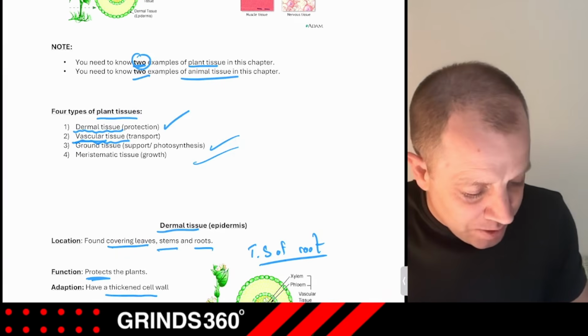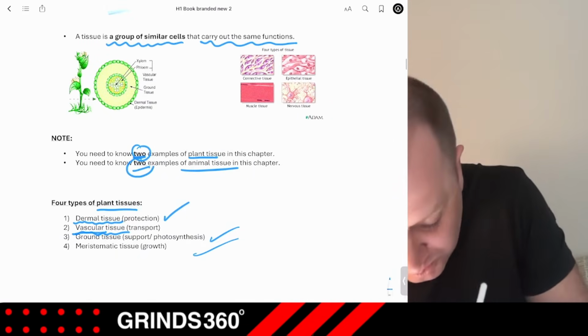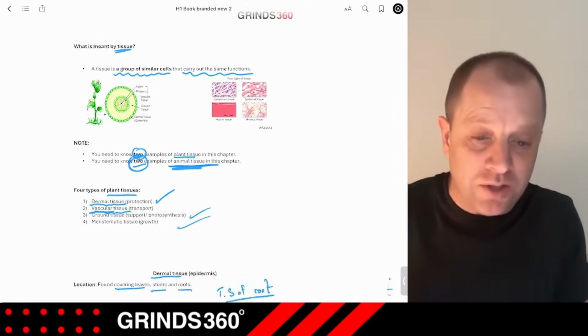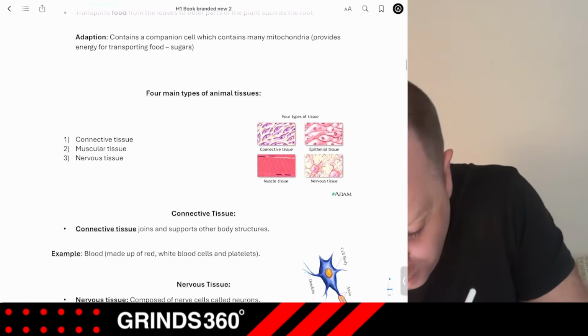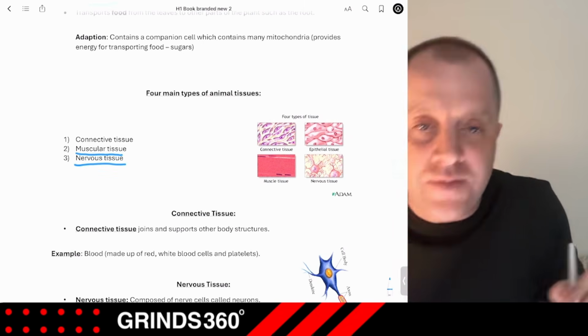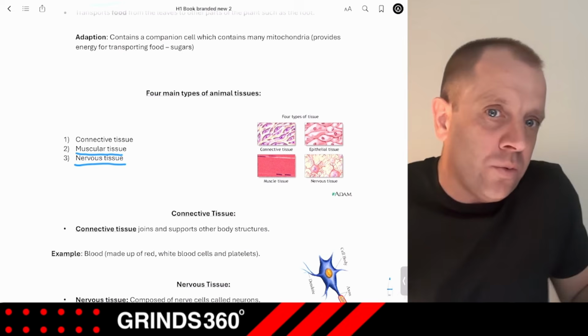Now, if we go back here, remember we said we have to know two plant tissues, but we also need to know two animal tissues. So I'm going to go for muscular and nervous tissue. They're the two I'm going to go for. Now, you might have other ones. You might have studied other ones for this chapter.